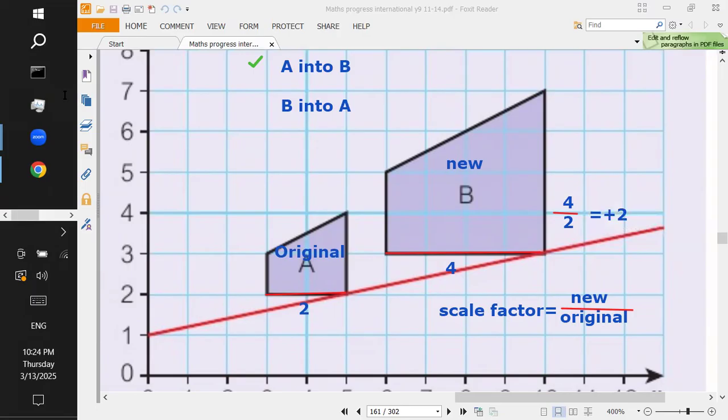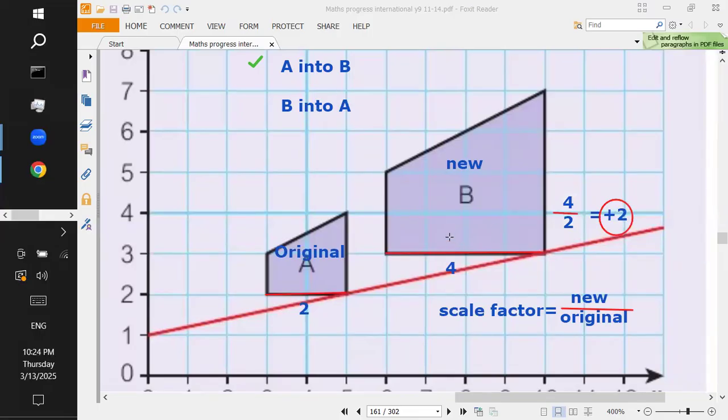So basically, we have to decide which one is the new one and which one is the original one, and then divide the new one by the original to get the scale factor of enlargement. Now, as I told you, these two are two different questions. So let's take a look at what happens here.